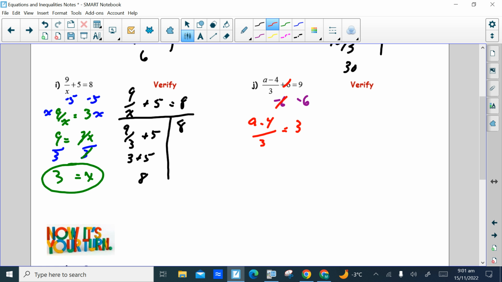Jan, what's the opposite of dividing by 3? Multiply by 3. And I'm going to put the a minus 4 in brackets just to keep it together. So you should see then that 3 divided by 3 is 1. They cancel. You'll get 1 times a minus 4, which is just a minus 4 on the left, equaling 3 times 3, which is 9 on the right.